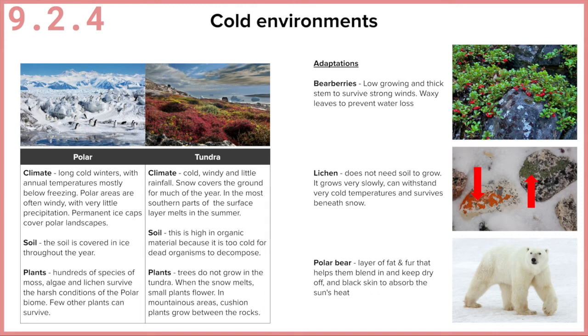So how have animals and plants adapted to the cold environments? Well, if we start with the bearberries, these are found in the tundra and they're low growing, so you can see they're growing in between gaps in rock. They've got these really waxy leaves, and that's important because although there is a lot of snow, there's not a lot of rainfall. And with a lot of wind, if they didn't have waxy leaves, all that water they've got stored in the leaves would be wicked away. It would be stolen by the wind and carried away, so the plant would dry out really quickly.